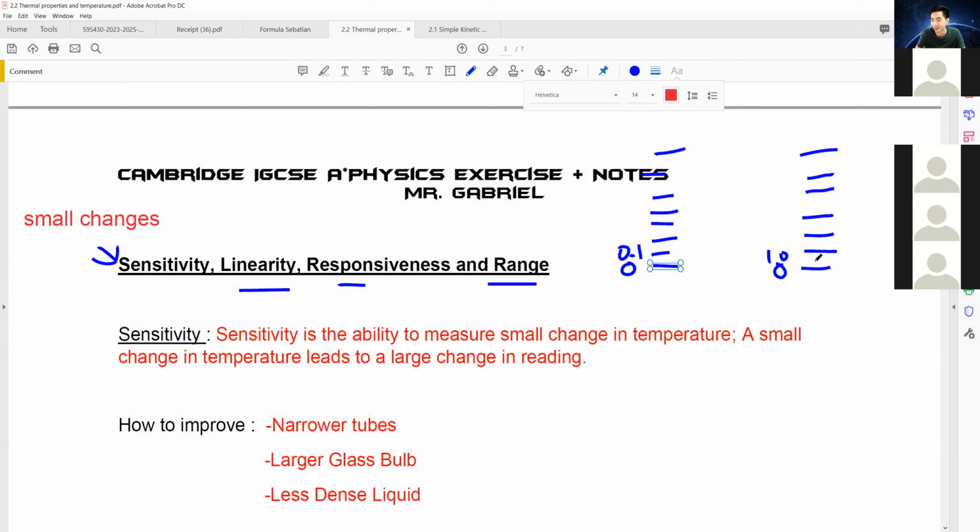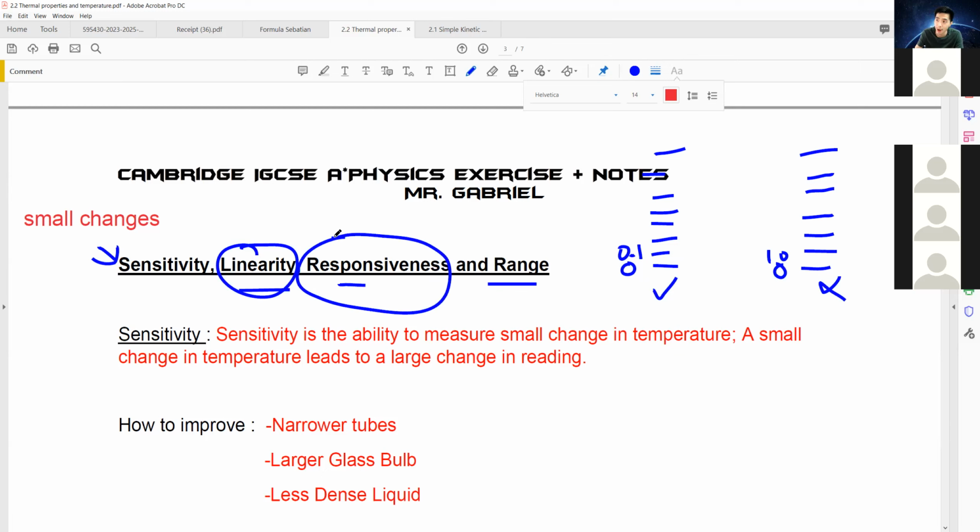Like if you want to measure 7 degrees, you're going to have to divide this and then somewhere in between, 70% upwards here. It's quite hard to do that, right? So this is good sensitivity, this is poor sensitivity. Linearity is like what I mentioned just now. They should have equal spacing between each and every one of these readings here.